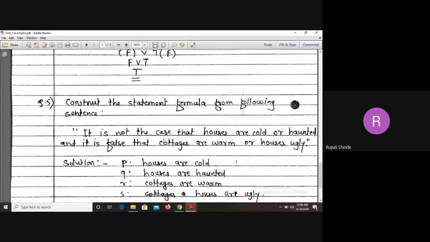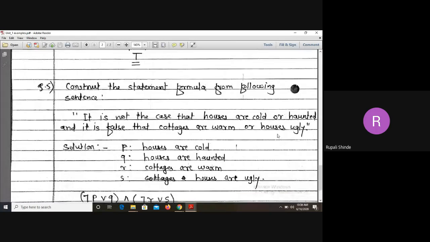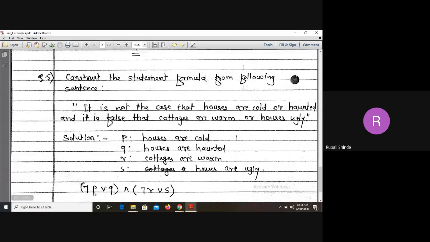Negation. Yes, correct. So we can say that this is negation of P, because our P is houses are cold, but the given statement is it is not the case that houses are cold. So we have to write negation of P. Now next one is or. This or means it is disjunction. So we have to take negation of P or Q, because Q is for houses are haunted.